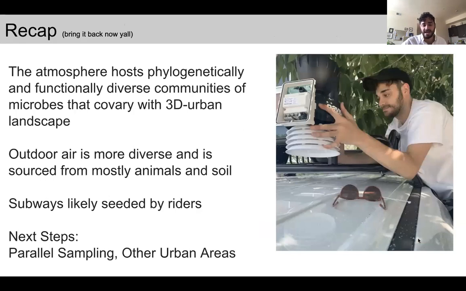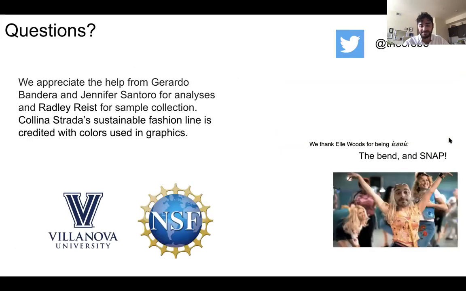So let's recap. The atmosphere hosts phylogenetically and functionally diverse communities of microbes that co-vary with the 3D urban landscape. Outdoor air is more diverse and is sourced mostly from animals and soil. And subways are likely seeded by their riders and their animal companions, like Tippy, the little dog we saw earlier. Next steps would probably be to do parallel sampling, collecting in different Sterla classes or the same Sterla class throughout the city, and then repeating this in other urban areas. Does anyone have any questions?